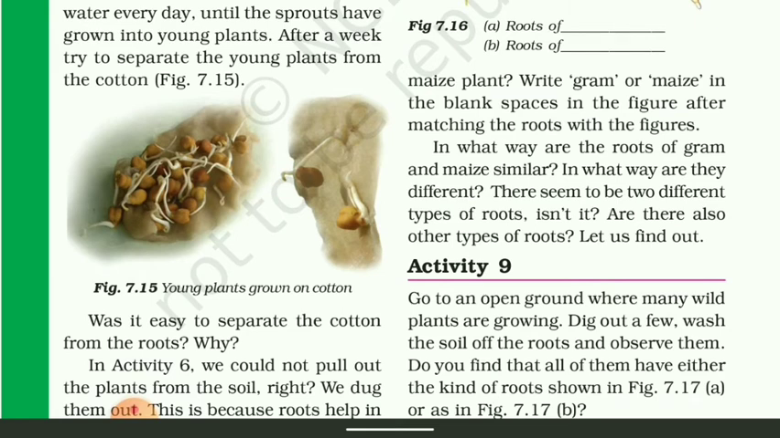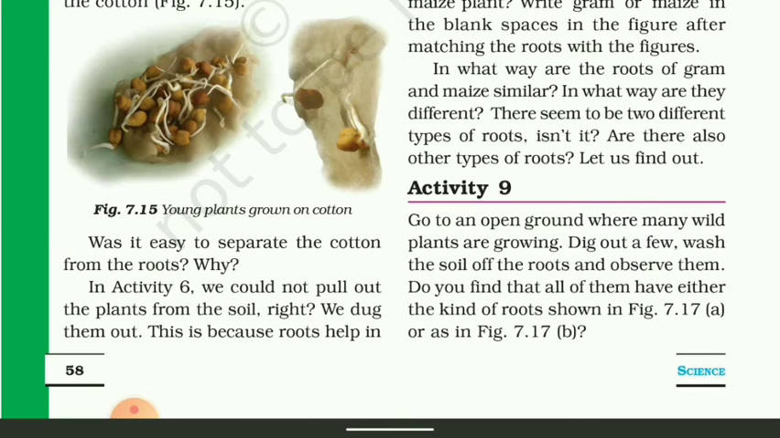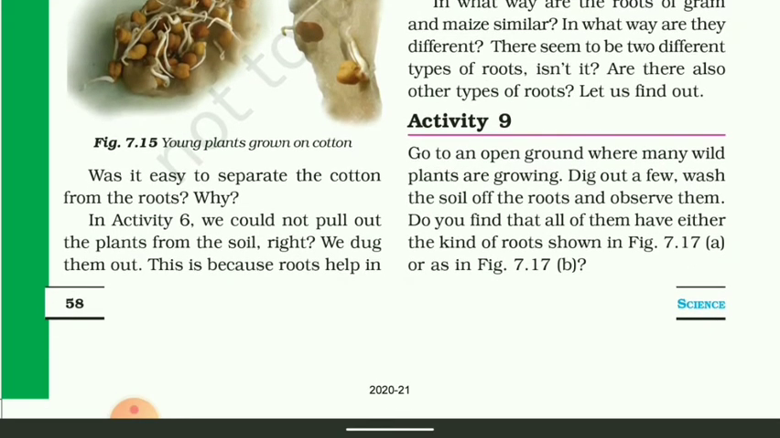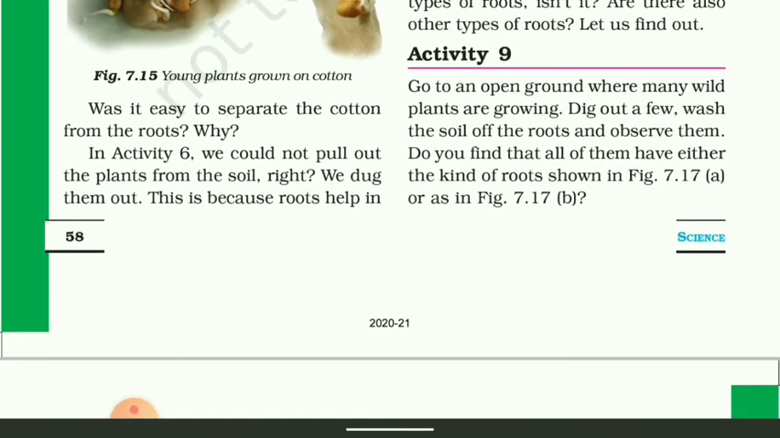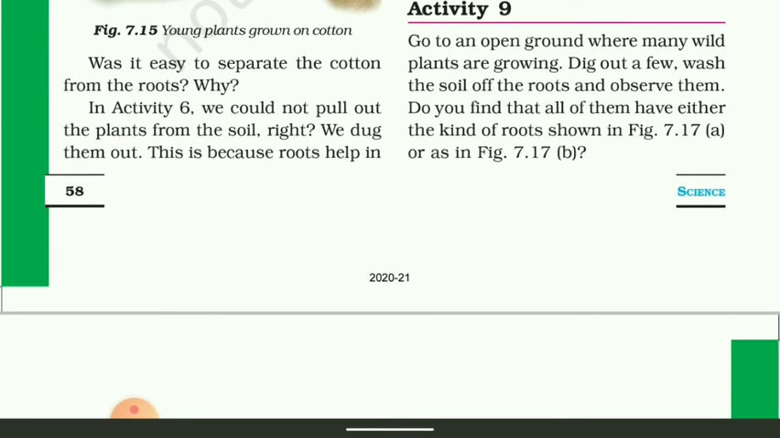In what way are the roots of gram and maize similar? In what way are they different? There seem to be two different types of roots, isn't it? Are there also other types of roots? Let us find out. Activity 9. Go to an open ground where many wild plants are growing. Dig out a few, wash the soil off the roots and observe them. Do you find that all of them have either the kind of roots shown in figure 7.17a or as in figure 7.17b?